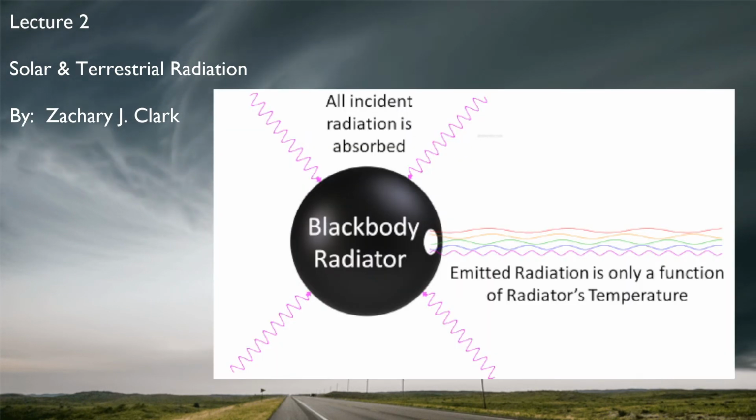So just to reiterate, for a black body radiator, all incident radiation is absorbed, and emitted radiation is only a function of the radiator's temperature.